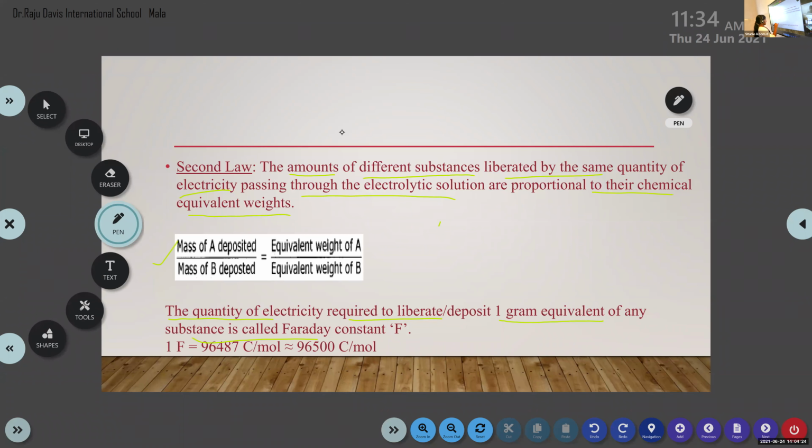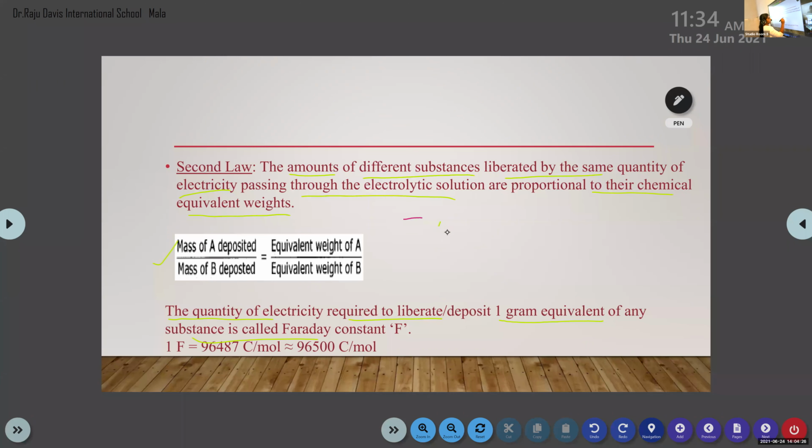Okay, we find out Faraday's constant by the charge of 1 mole of electrons into Na. Na means Avogadro number. The value of Avogadro number, you know, is 6.022 into 10 raised to 23.